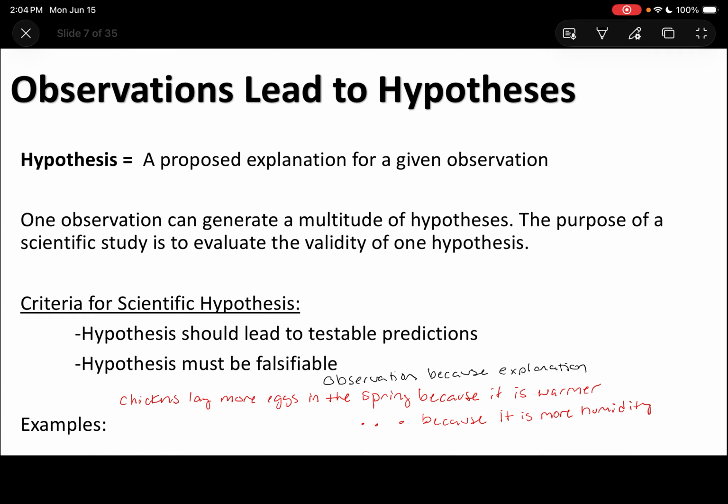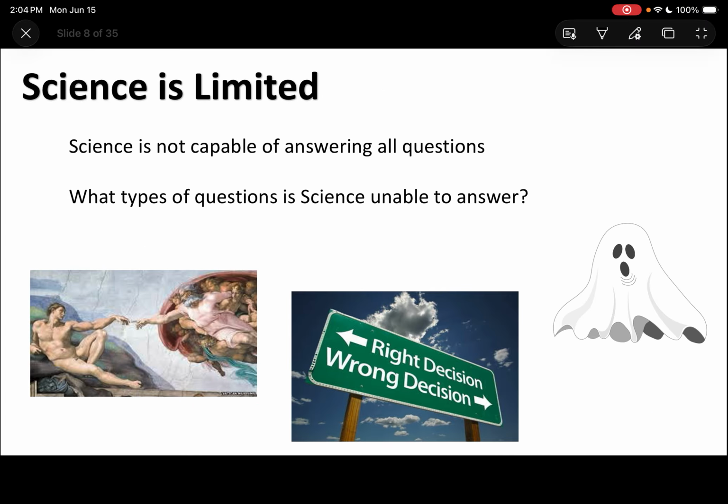So is my variable testable? And then also, is it falsifiable? And that usually goes hand in hand with testable. I have to be able to show that it is false in order for it to be a scientific hypothesis. So this means that science is not going to be able to evaluate every possible explanation that you could dream up, right? There's going to be some things that are not physically testable or measurable, and we couldn't evaluate those with the scientific method.